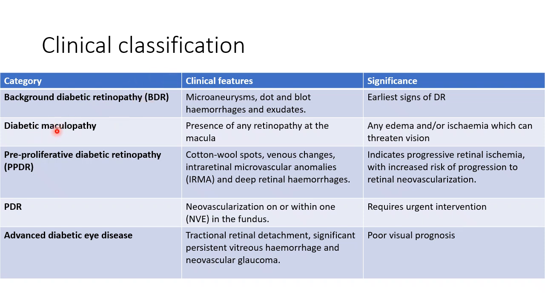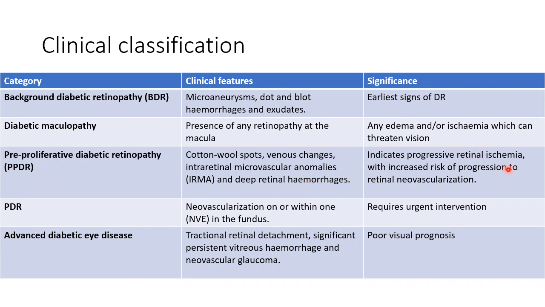Okay. Diabetic maculopathy is when there is any retinopathy at the macula that includes edema, that is retinal thickening or hard exudates, or even ischemia of the macula, which can threaten vision. So this is the significance. Okay, all these classifications carry significance for the clinicians. Then there is something known as pre-proliferative. Okay, so pre-proliferative is when the ischemic signs set in, that is cotton wool spots, venous changes, IRMA, and deeper retinal hemorrhages.